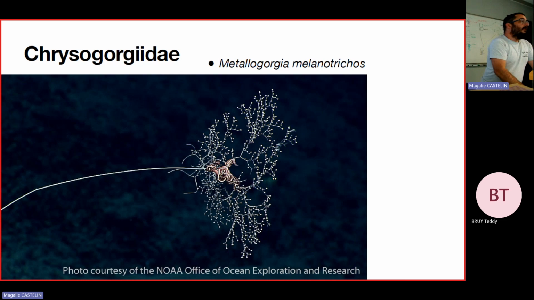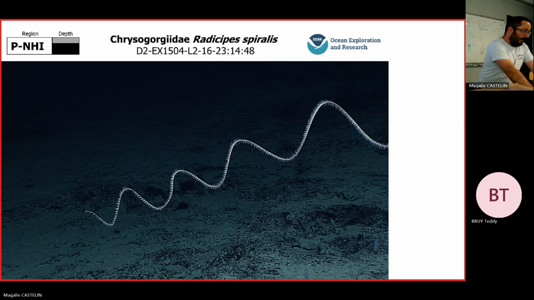There is another genus that I didn't illustrate here, which is called Pseudochrysogorgia, that looks superficially like Chrysogorgia, but is more closely related morphologically and genetically to Metallogorgia. And it's interesting because it also has an associate that seems to be very strongly associated with it. And it's always one individual. So this is a sea whip, Radicipes. It's the field of little unbranched colonies that I showed you before.